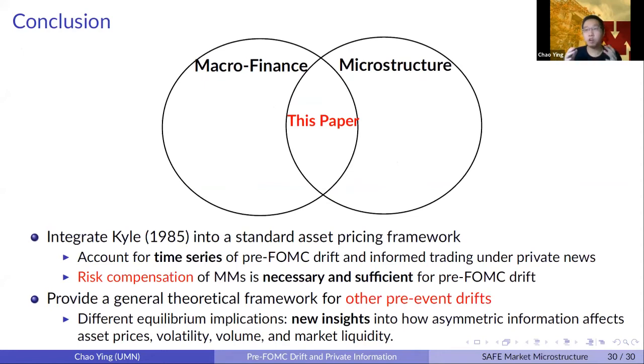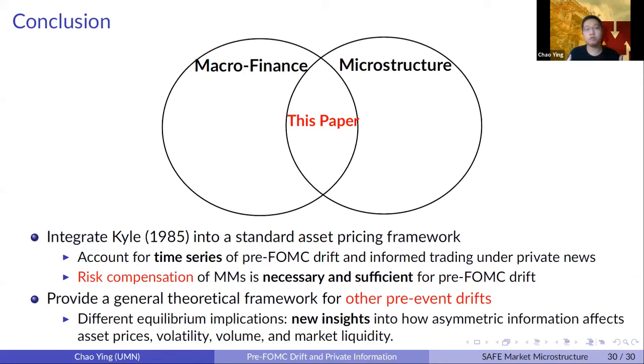The literature also documents other abnormal pre-event drifts and treats that as evidence of private information. However, they don't have the theory foundation, because if you take the Kyle model, the average excess return is literally 0 before announcement. Therefore, for my paper, it also provides a general framework for other pre-event drifts.